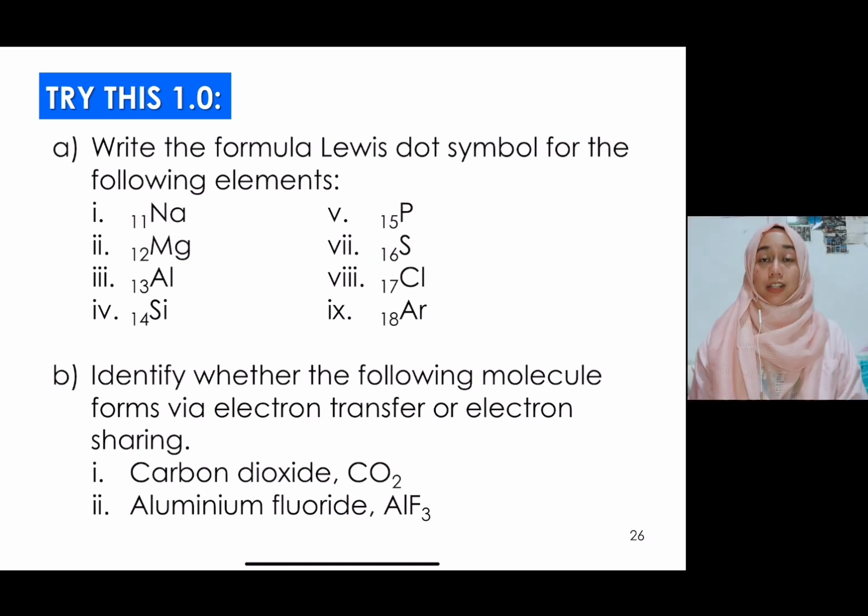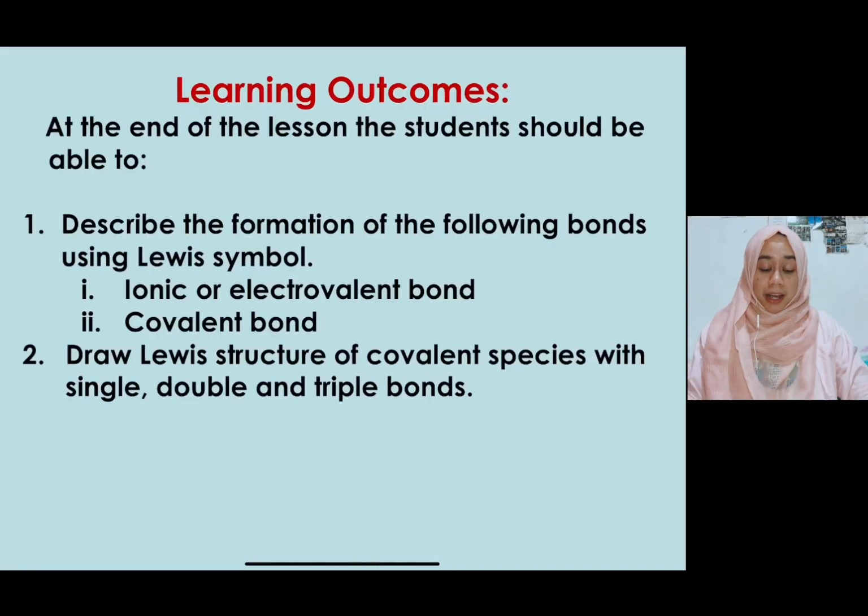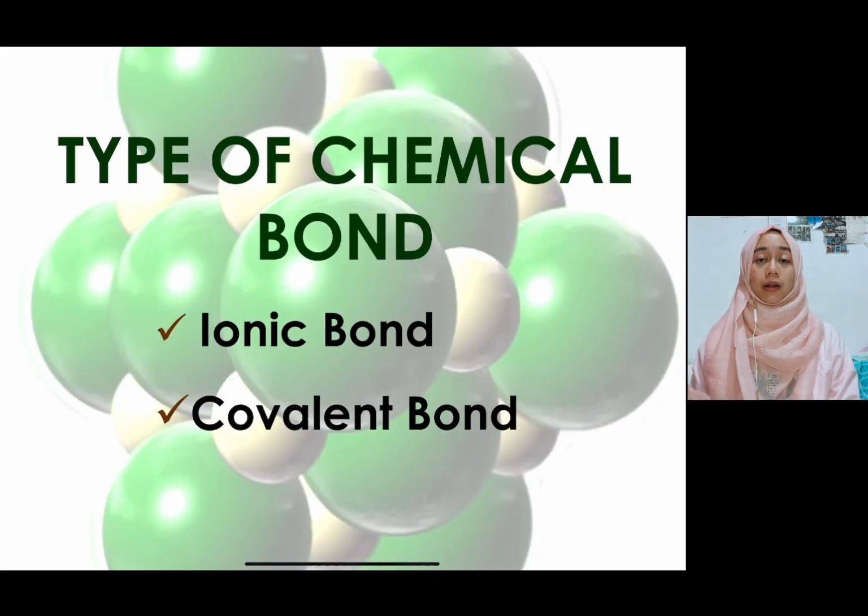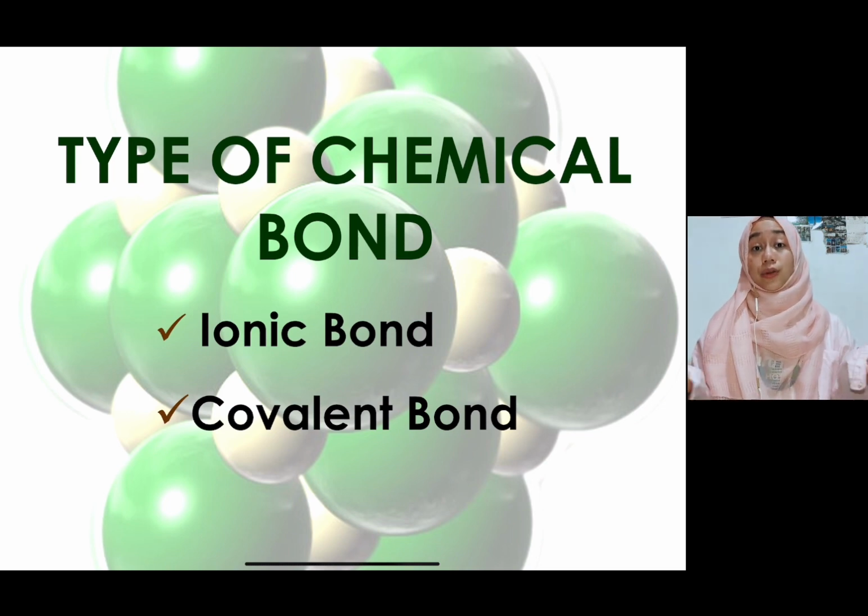Okay, so next, by the end of this video, you'll be able to describe the formation of the ionic bond and also covalent bond by using Lewis structures. And then you'll be also able to draw the Lewis structure for covalent species with single bond, double bond, and also triple bond. Okay, so type of chemical bond, there are two. So we have ionic bond and also covalent bond. So this is the one that you have learned during high school.